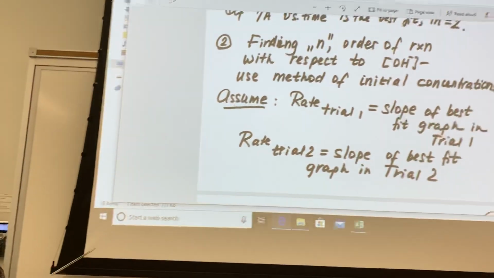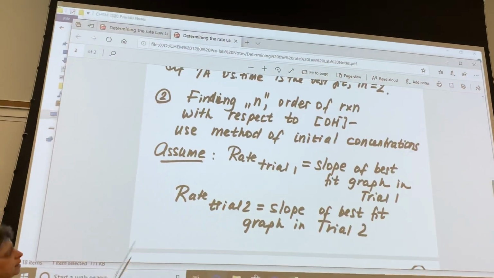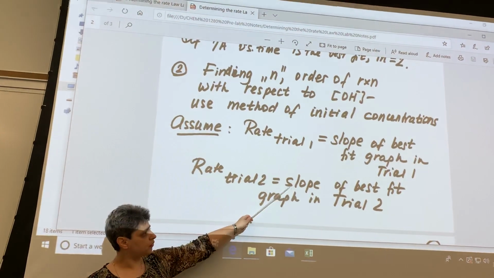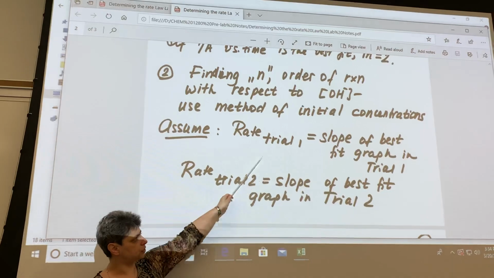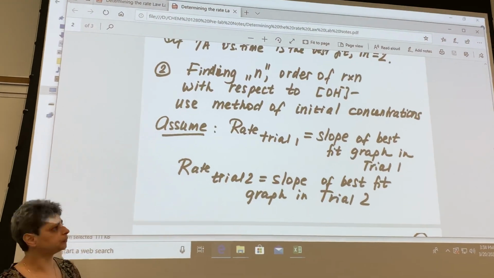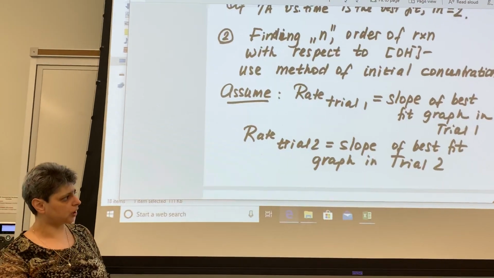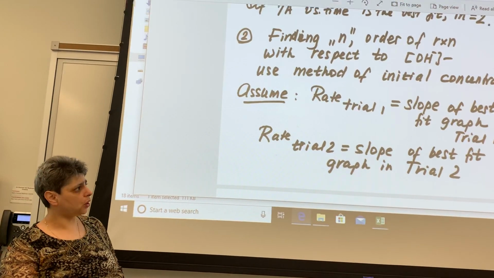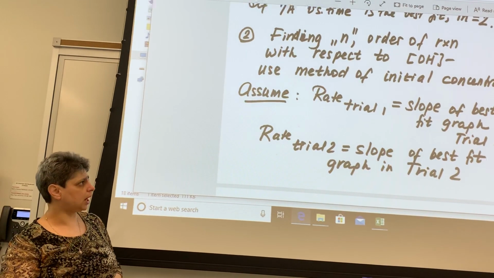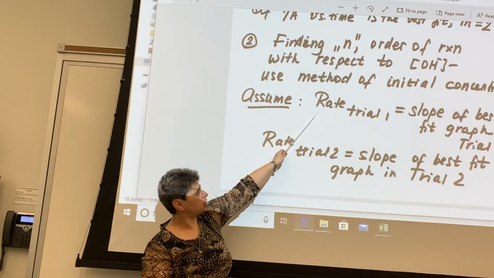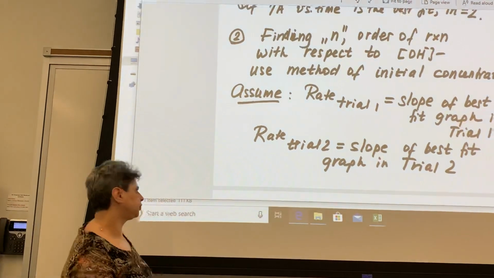And so the assumption we're going to make is that the initial rate can be found as the slope of the best fit graph in the respective trial. So once you figure out which graph is the best linear fit graph, you can look at its equation and you can find the slope from the equation of the line, and that slope will actually give you the rate of reaction, whether in trial 1 or in trial 2.